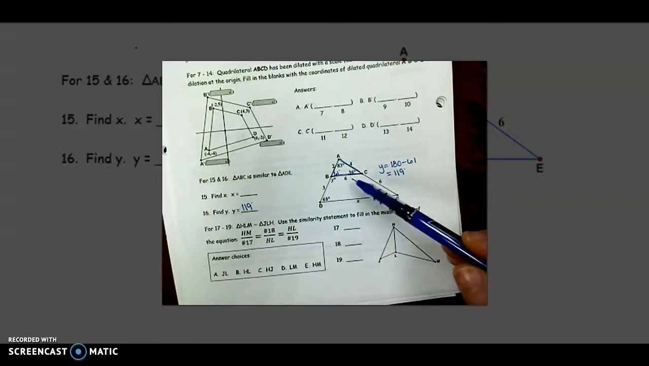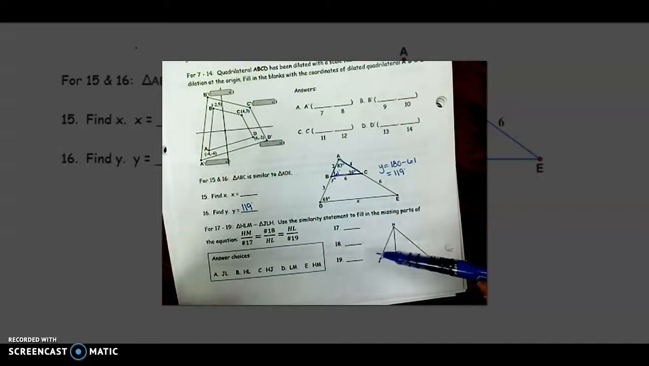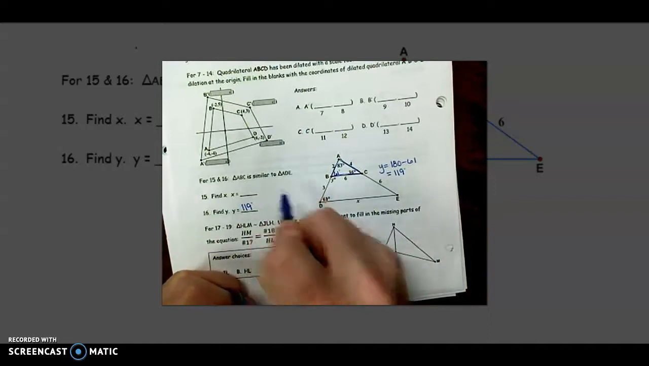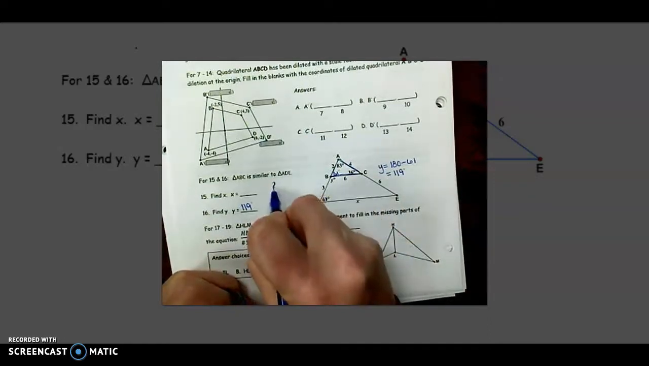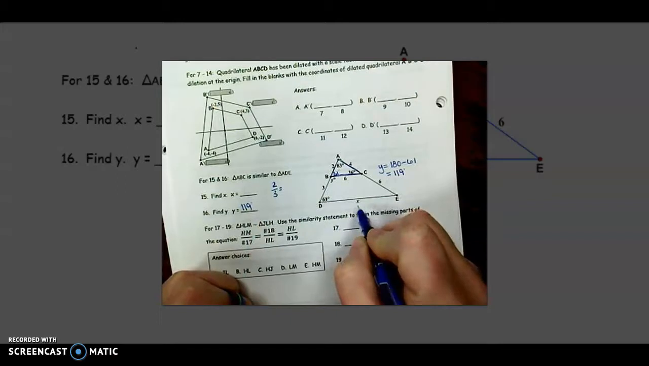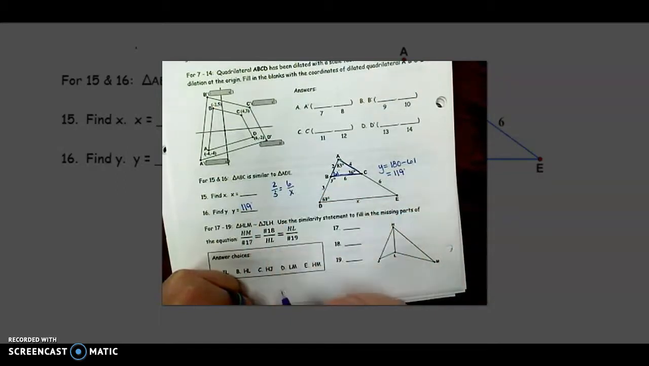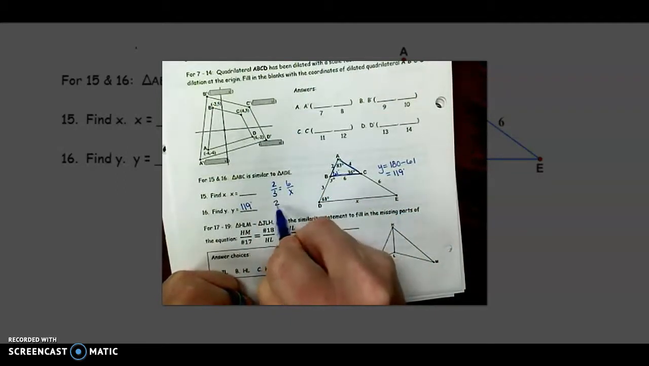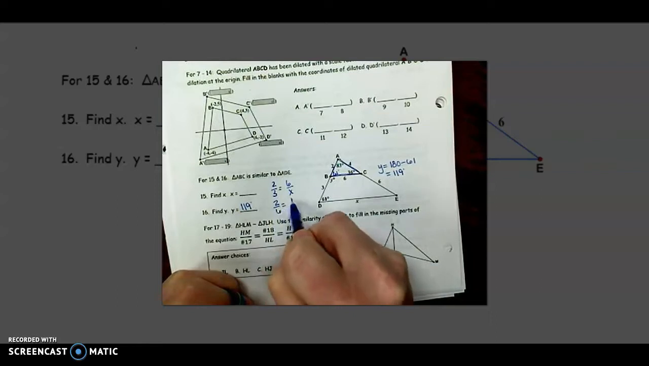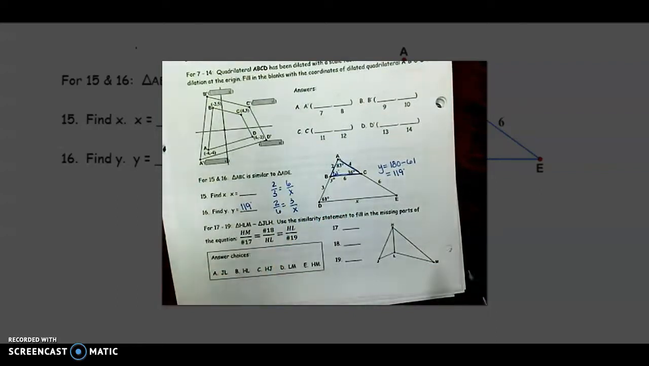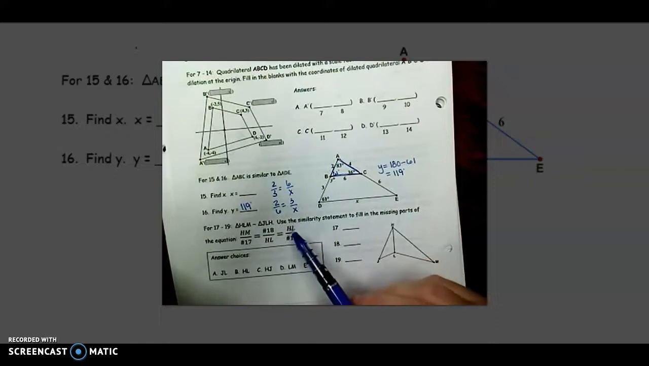Now, finding X, a common mistake that students will make is to set up their proportion of these sides as 2 over 3 and then 6 over X. Or another one that is incorrect would be 2 over 6 equaling 3 over X. I want to talk about why both of these are wrong.